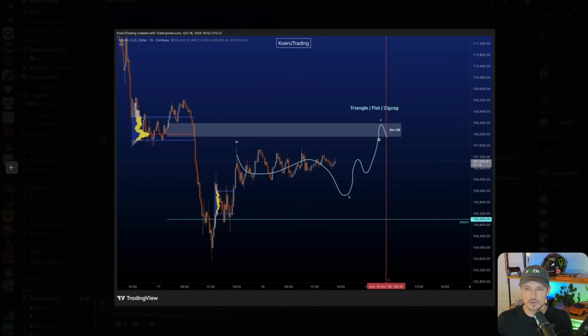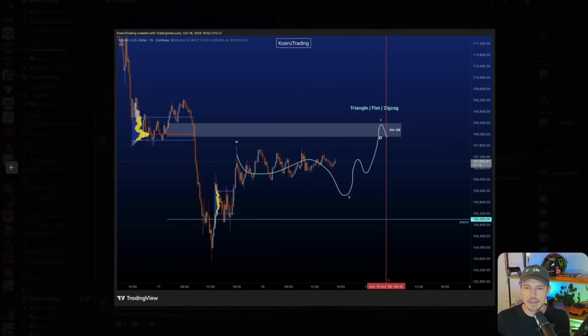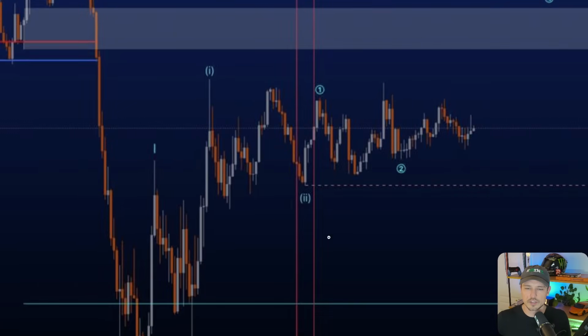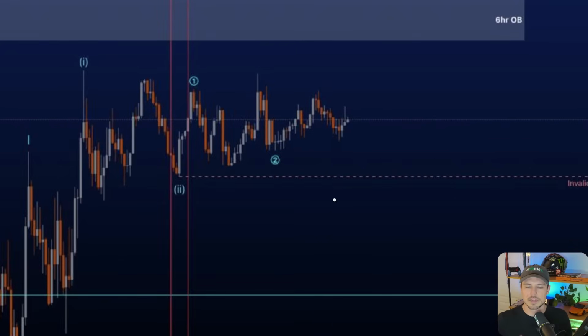So we have W, X, and Y, something I'm considering locally, but preferably I saw a move down first and then price moving up. Now we're of course at the 6-hour order block. Bullish scenario was a bunch of 1-2s here locally. But yeah, it's just lower probabilities. I said it in the group yesterday as well. It's for me lower probabilities. It doesn't really make too much sense.